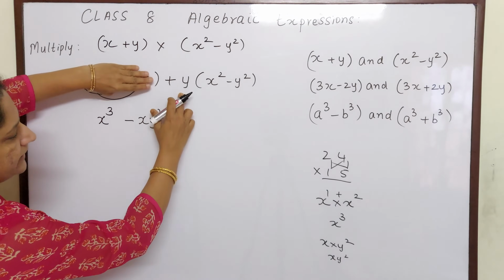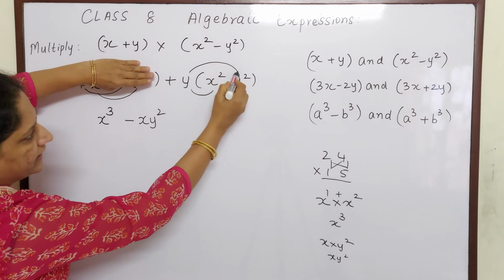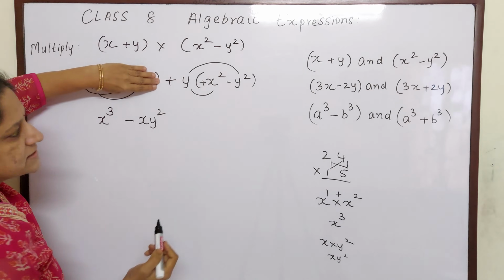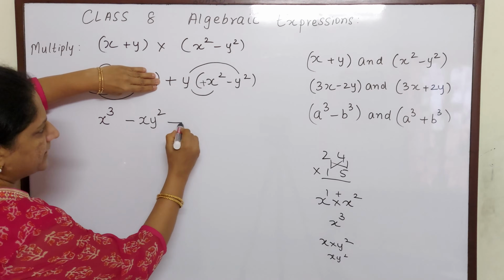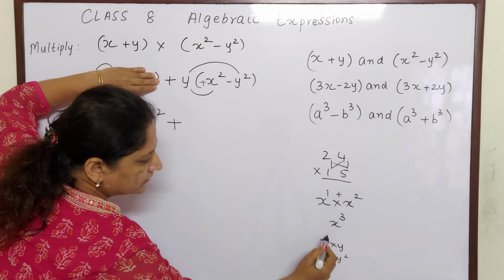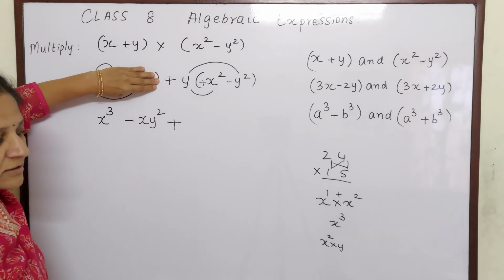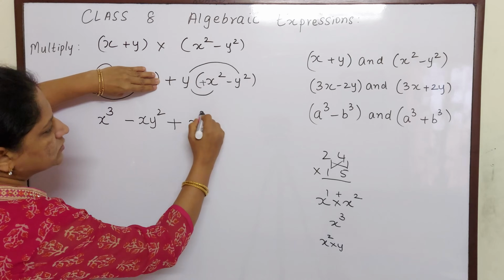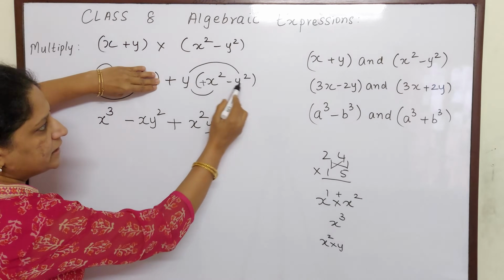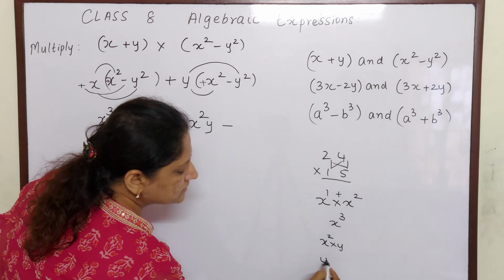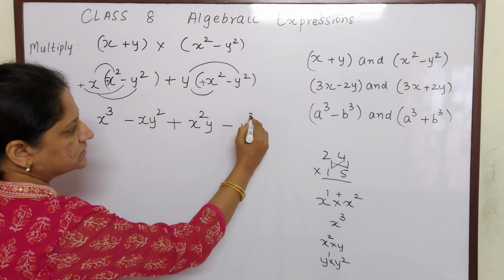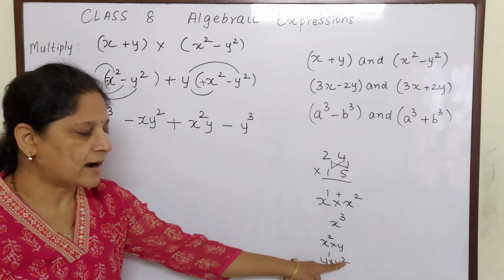Now we have to multiply y with x square and y with y square. But before that we have to multiply their signs. There is no sign here, means it is plus. So plus into plus, plus. y into x square, like this we can write y into x square. What is the answer for this, children? y into x square is x square y. Then again the signs, plus into minus. y into y square. What is y into y square, children? There is no number, means it is 1. So it will be y raised to 3, because the base is the same, add the powers.